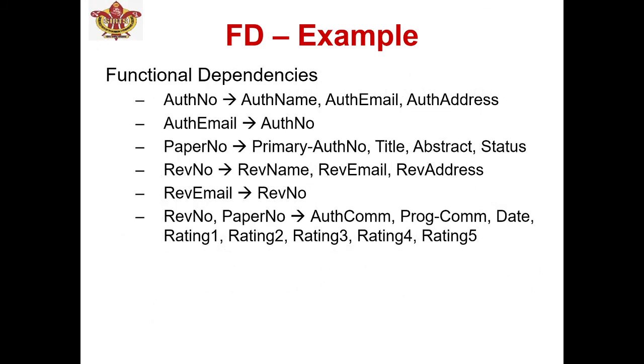Okay, so there will be functional dependencies. We can take an example of database schemes. Author number determines author name, author email, author address. Author email determines author number. Paper number determines primary author number, title, abstract, status. Reviewer number determines reviewer name, reviewer email, reviewer address. Reviewer email determines reviewer number. And the different ratings are dependent on reviewer number and paper number, right? So here we can see the functional dependencies, right?